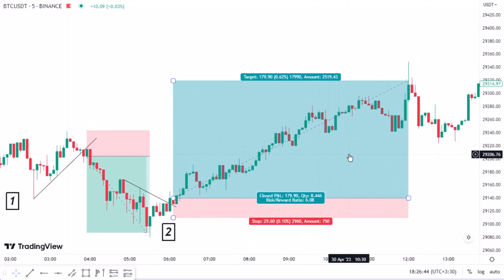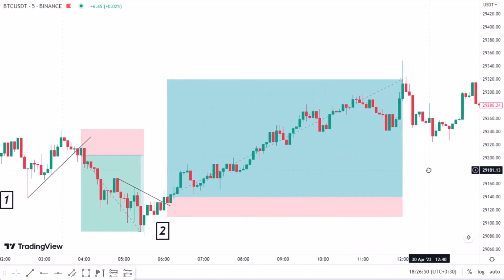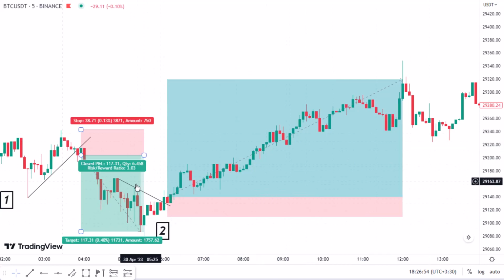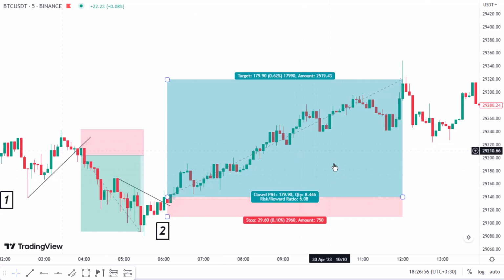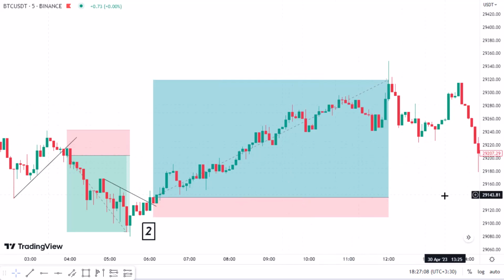And it doesn't mean that we should take all of that RR6. It means that this position had the potential to give us this much reward. Some people close it on RR2, some people close it on RR3, 4 and 5, but this position had the potential to give us a reward of 6.